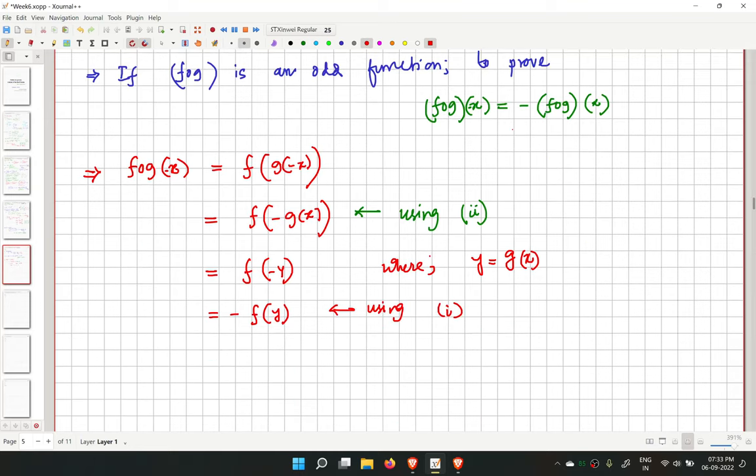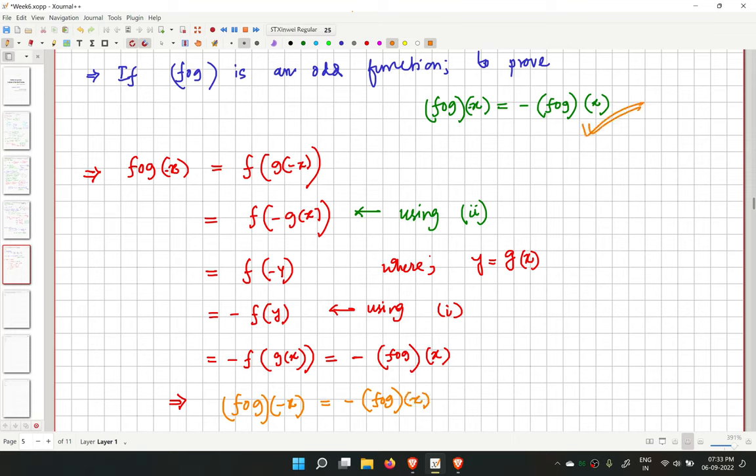So in two steps, we have first used this, that the function g is an odd function, and then we have used that the function f is also an odd function. Now here we can just replace what we have assumed to be y. So y is gx, so this becomes minus f of gx, and we can simply write it as f compose g of x. So what this gives us is f of g of minus x is equal to minus f of g of x. So we have proved here this.